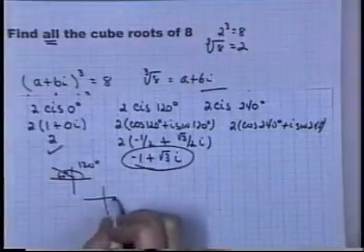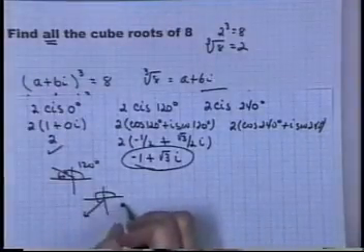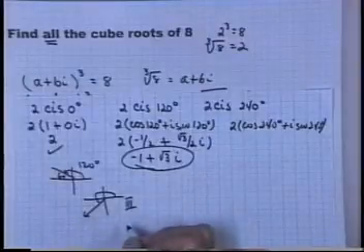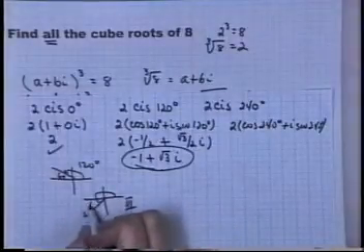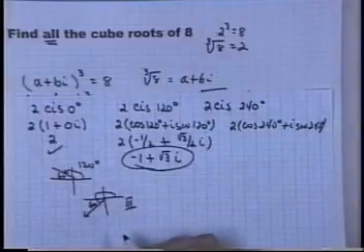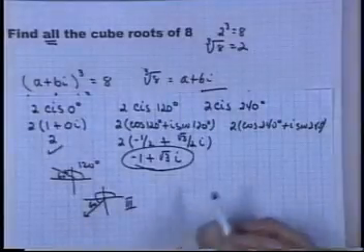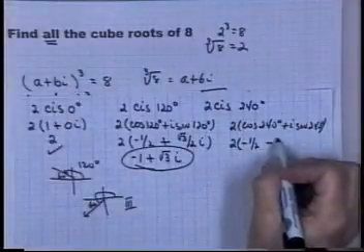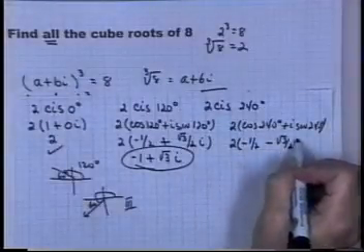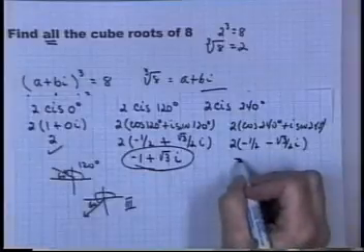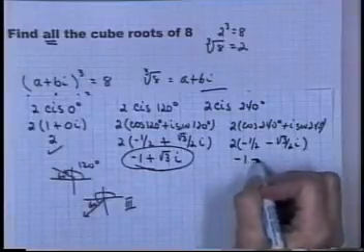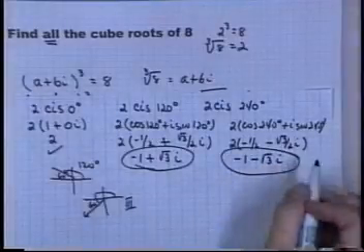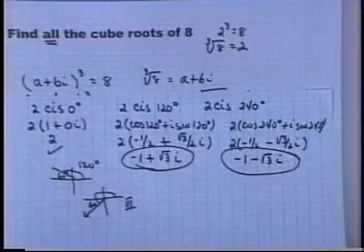Now 240 is going to put you over in quadrant 3. Of course, sine and cosine are both negative, but notice it's still what? A 60 degree reference, isn't it? 180 plus 60 is 240. So I've got 2 times negative 1/2 minus square root 3 over 2i. And when you distribute, you get negative 1 minus square root 3 times i. So here is a third cube root of 8.